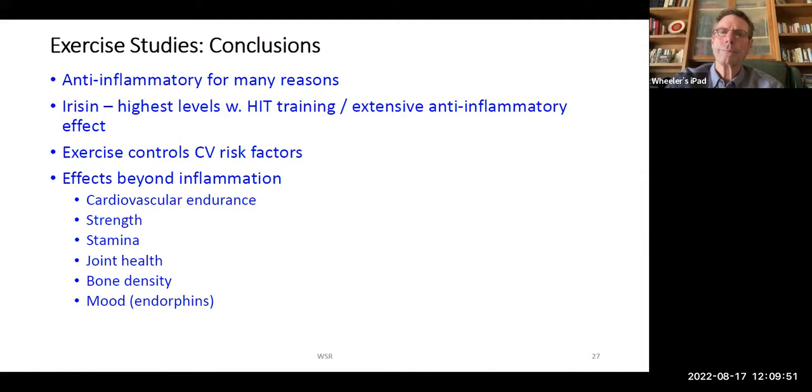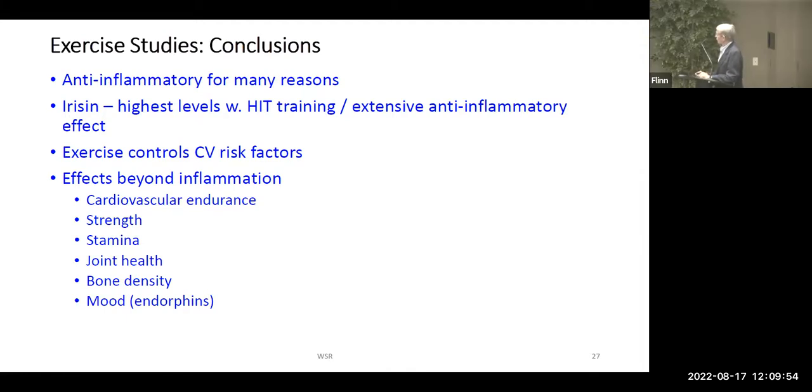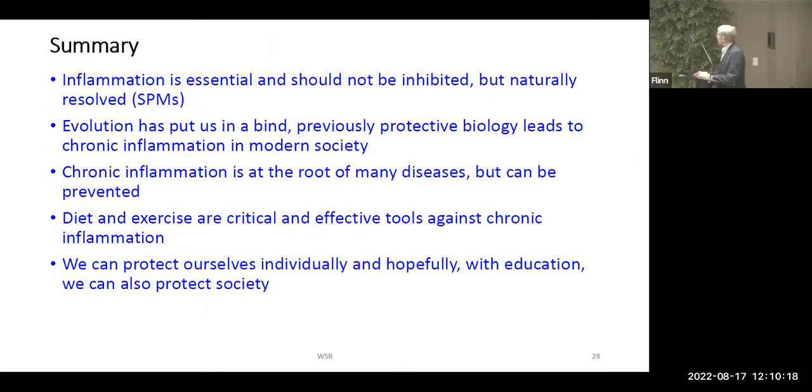So the conclusions from exercise are that it's anti-inflammatory for many reasons. Irisin is going to be an increasingly important substance recognized going forward. Exercise controls risk factors, and effects beyond inflammation are that it improves cardiovascular endurance, strength, stamina, joint health, bone density, and mood through endorphins. So the summary is that inflammation is essential and should not be inhibited, but naturally resolved through the SPMs.